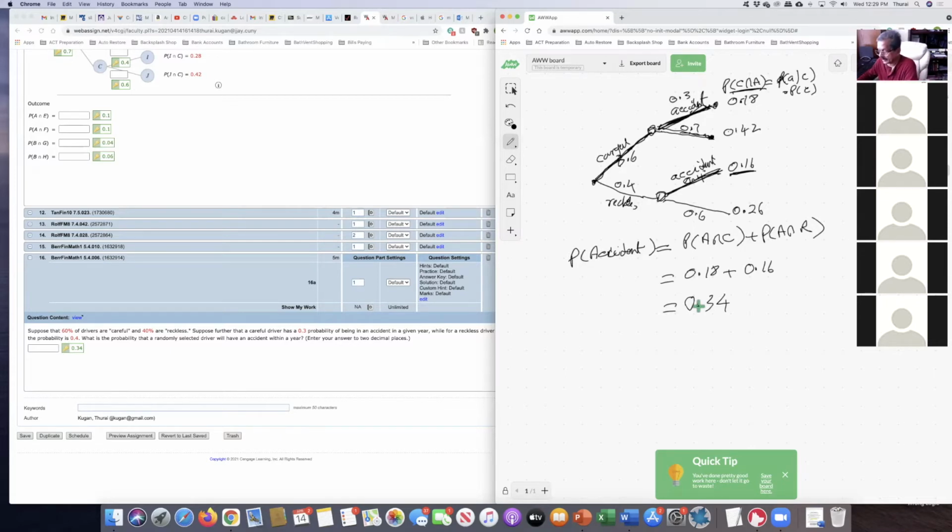And if the question is, what is the probability that there will be no accident for the randomly selected person? That would be 0.42 plus 0.26. So this is the key: you have to add up the accident intersection, both cases.